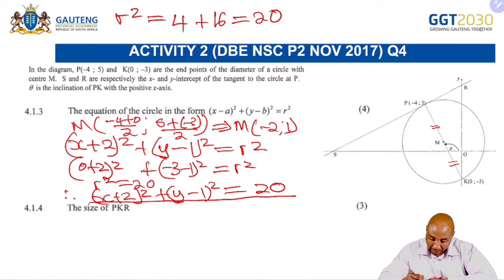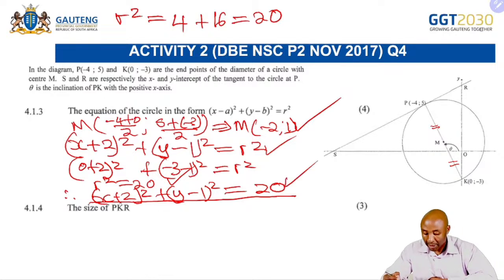So I will get my final mark there. For getting the center, substitution, then getting my r squared as 20, then the left hand side and the right hand side, I will get my fourth mark there. We need to find the size of PKR.